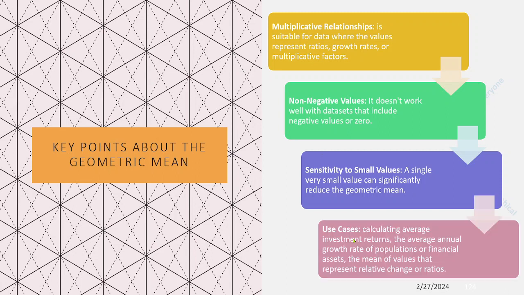And use cases are mostly in the financial area: investment return, portfolio return, and you want to compute the average annual growth of populations or financial assets. The mean of these values that represent relative change to each other. In that case, we apply geometric mean.